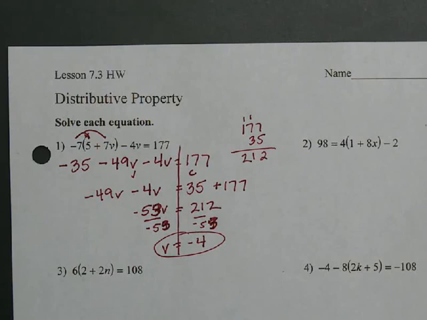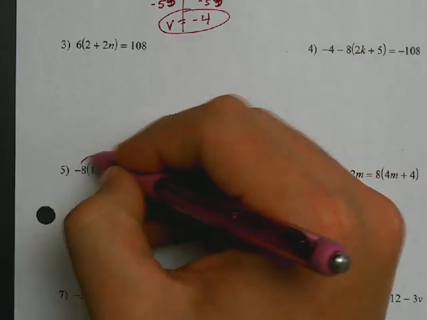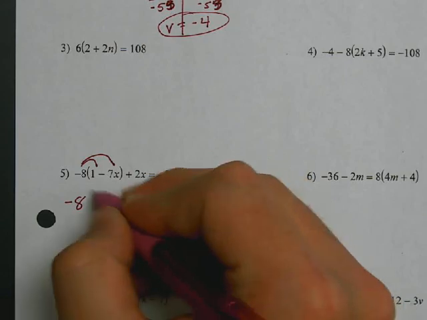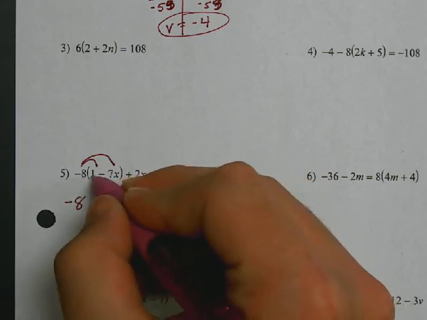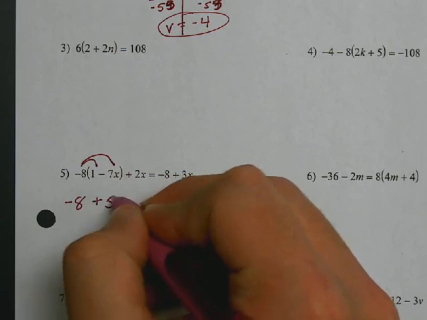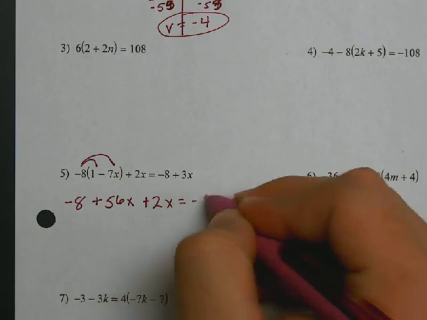Let's skip down to number 5. So looking at number 5, I'm going to distribute the negative 8 into both of those. And I'd have negative 8 times 1, which is negative 8. Negative 8 times negative 7x is positive 56x. And then I have plus 2x equals negative 8 plus 3x.